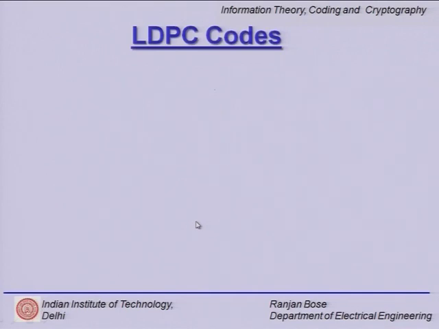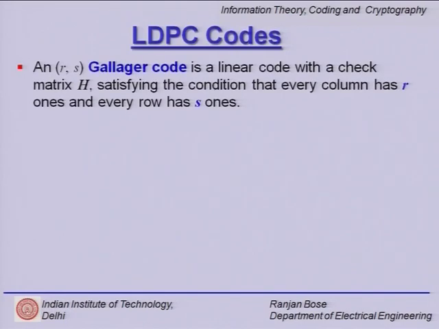We now look at another class of linear block codes called the low density parity check code. But for that we start with a slightly different definition, which is the Gallager code.